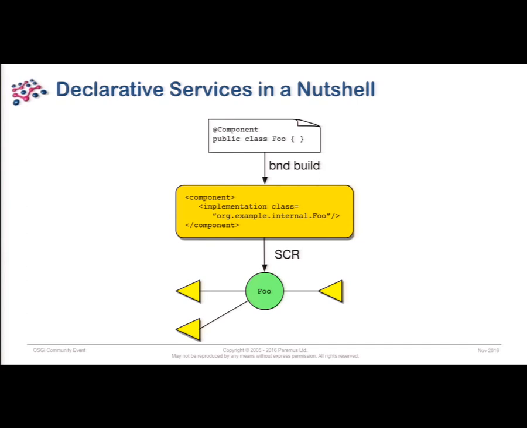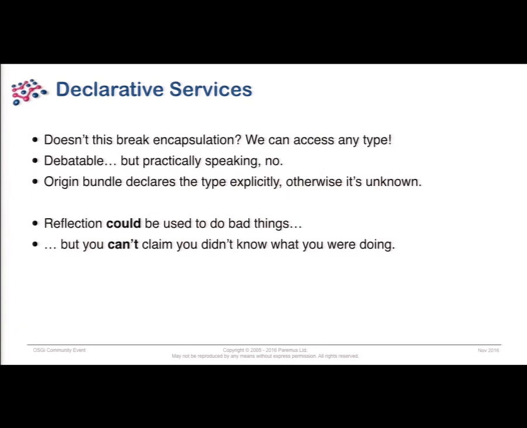So this is the really important, this is the most widely used programming model in OSGi. Now you might ask, doesn't that break encapsulation because I'm loading internal types? Well, it's debatable, but I would say no. From a practical sense, it's not breaking encapsulation because the origin bundle is having to explicitly declare the type that it wants you to load. And otherwise, from the outside, you don't know what that type is going to be.